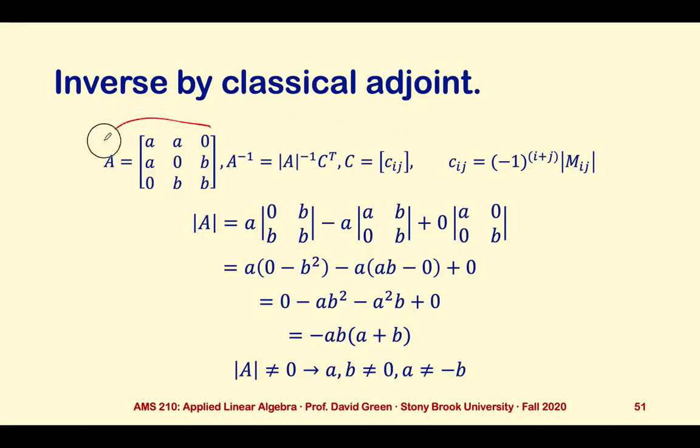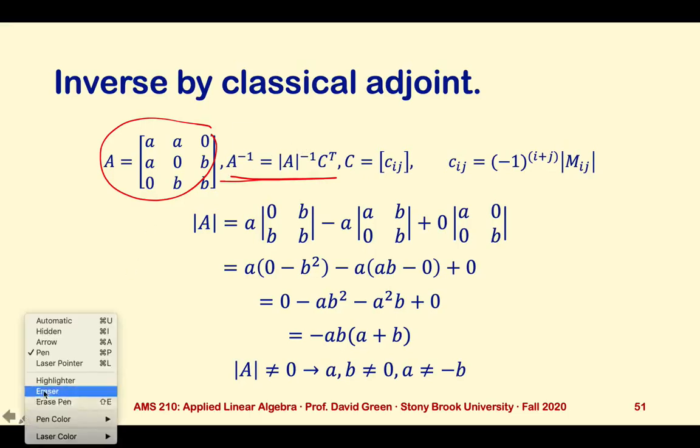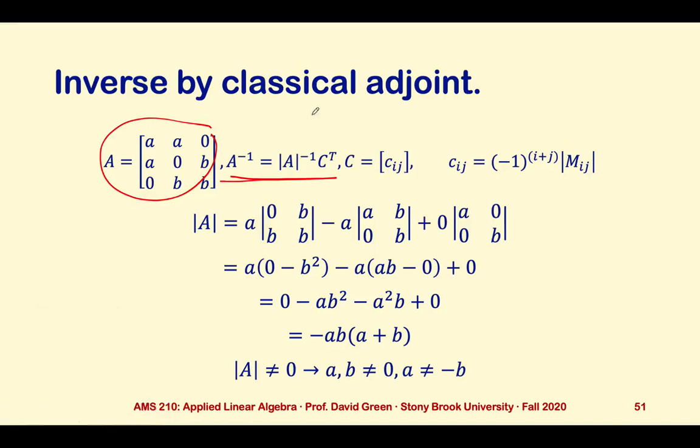So we have our given matrix and our formula for computing the inverse with the classical adjoint approach. One of the pieces we need for this is the determinant of A, so let's start there. Once again, I'm going to use the cofactor expansion approach to do this.